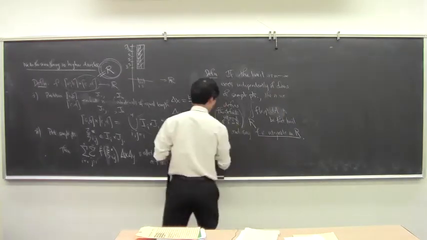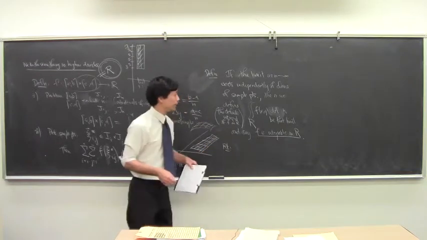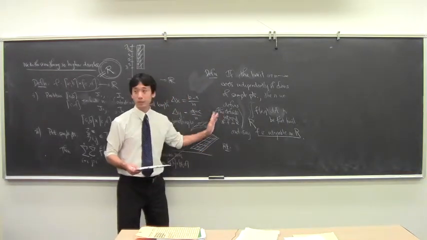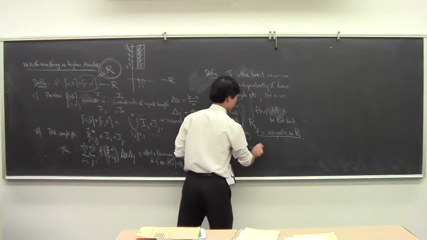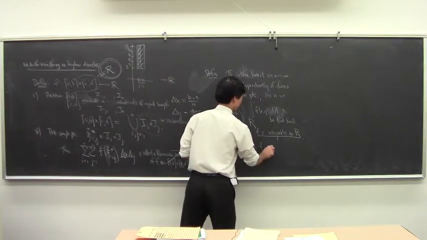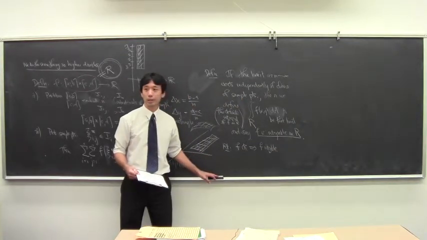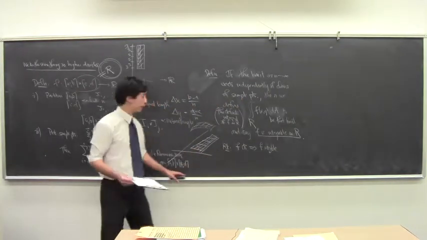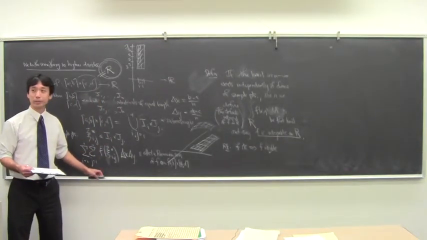So let me make one remark. If your function is continuous, then it's integrable. So f continuous, then f is integrable. So if your function is continuous, then this limit is going to exist.